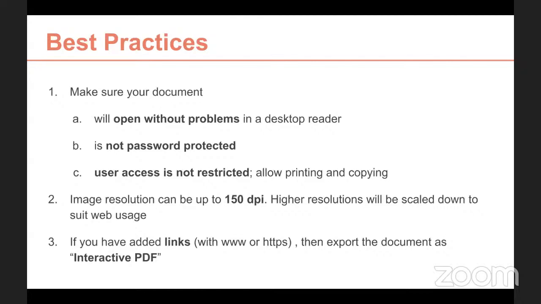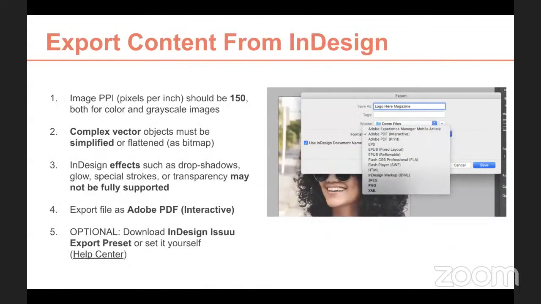And if you have added links inside of your PDF, remember to export the document as interactive PDF if you are using InDesign, and we will then be able to detect all the links that you added inside of the publication. When exporting content from InDesign, also one note is that in case you have some complex vectors inside of the PDF, these have to be simplified or flattened. Also, if you have some special effects, this may not be fully supported. So for example, transparency or some drop shadows might not be fully supported.